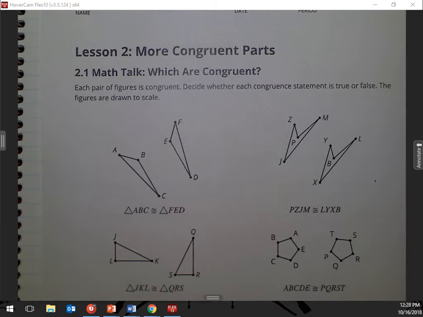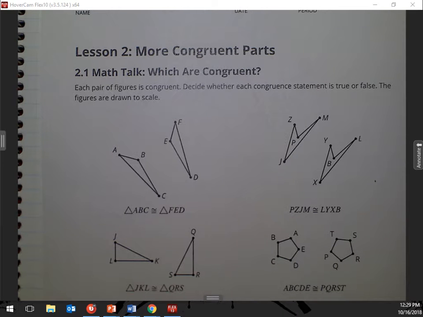All right, now this goes along with Unit 2, Lesson 2, more congruent parts. So now right here it says, which ones are congruent? Each pair of figures is congruent. Okay, they are congruent. So I'm telling you right now, each pair is congruent. Decide whether each congruent statement is true or false. The figures are drawn to scale.